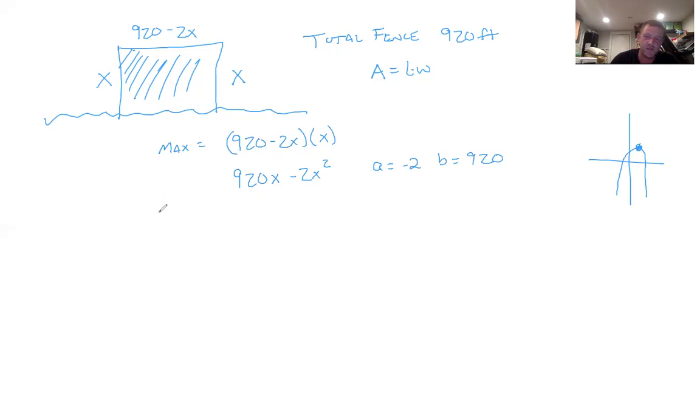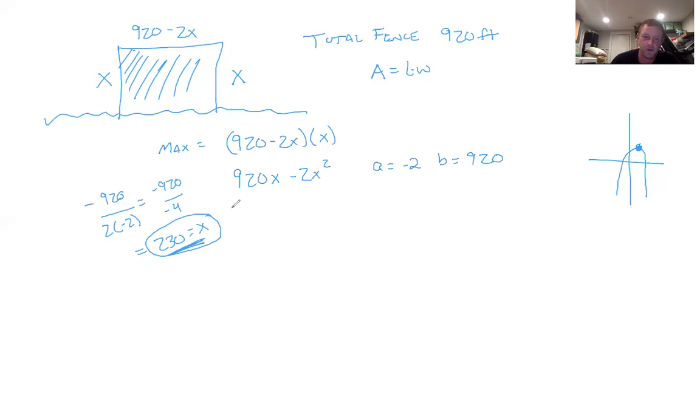So negative b divided by 2a. So negative 920 divided by 2 times -2. That'd be negative 920 over -4, which is equal to 230. So I know that is my x value of my vertex. But that's not what they ask. They ask for the area, the total area at this point.